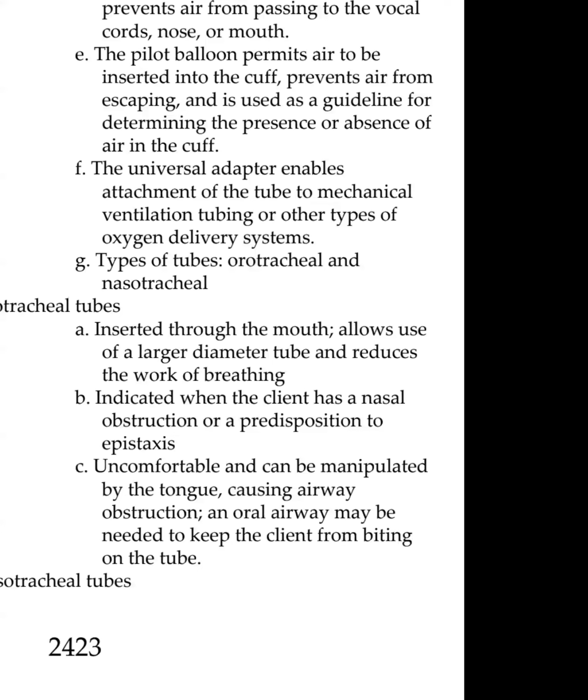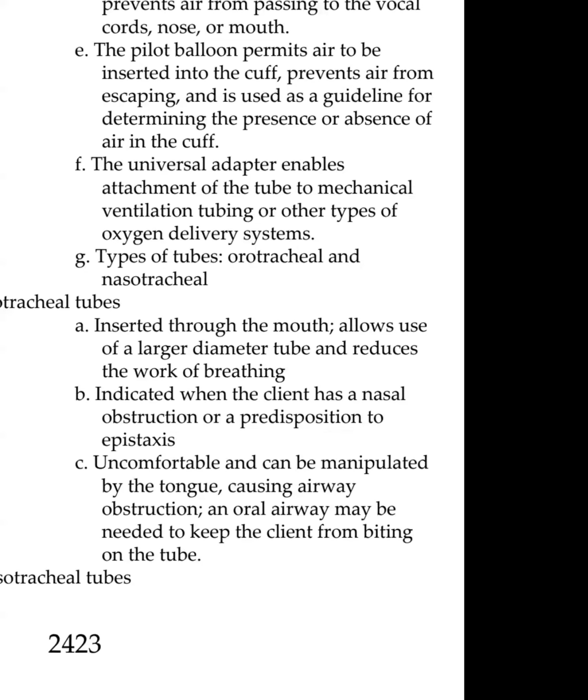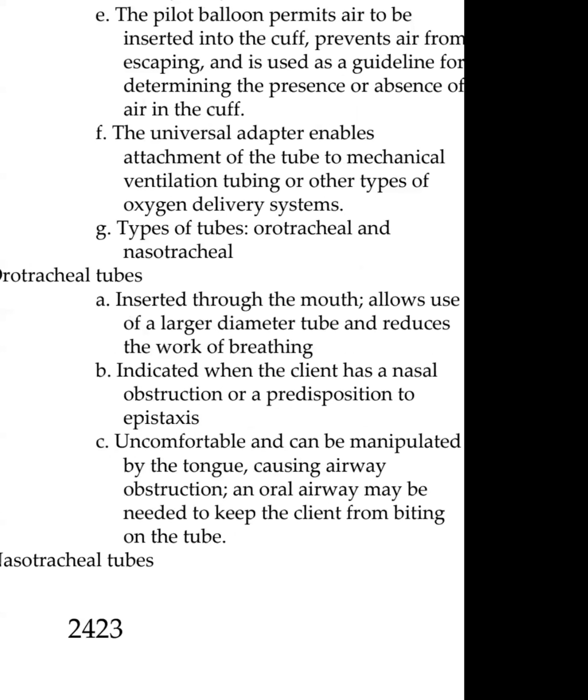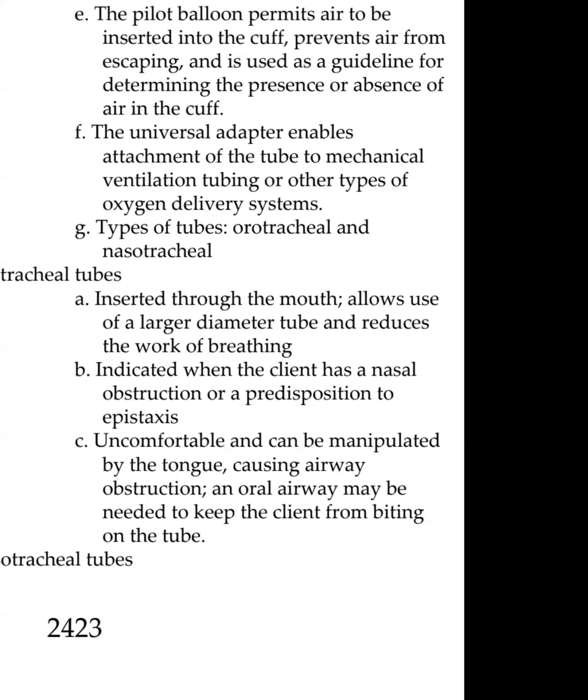હોય છે ને ટ્યુબની પાછળ 2.5, 3, 3.5, 4, 4.5, બરાબર? This is the 4.5 ID એવું લખેલું હોય તો that is the internal diameter. એટલા diameter માંથી air enter થશે. As the baby is small or at that time 2.5 and 3. Indicated when the client has a nasal obstruction or a predisposition of to epistaxis. કોઈને history છે કે epistaxis repeatedly થાય છે.